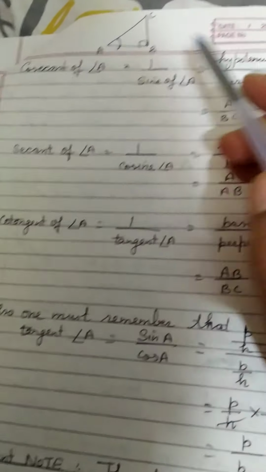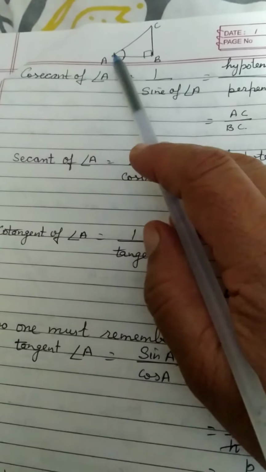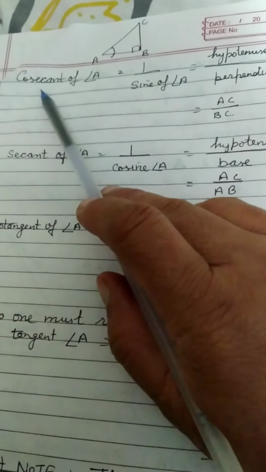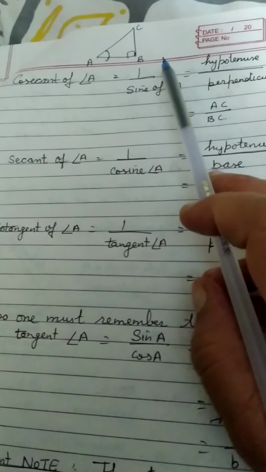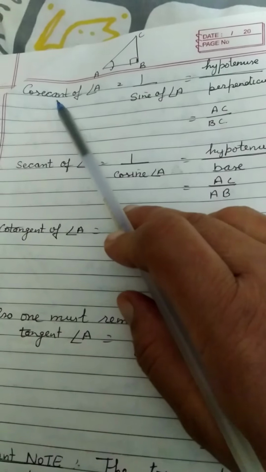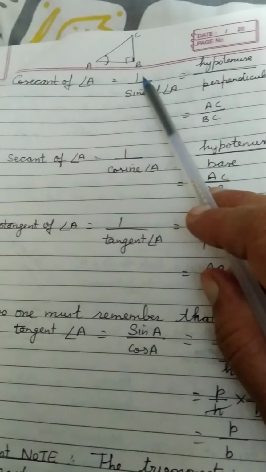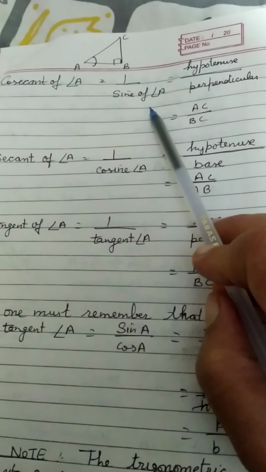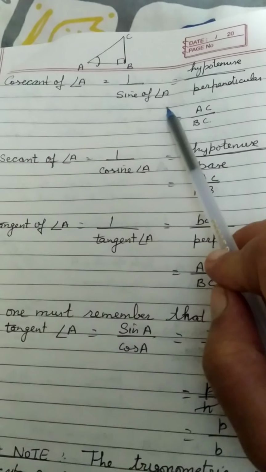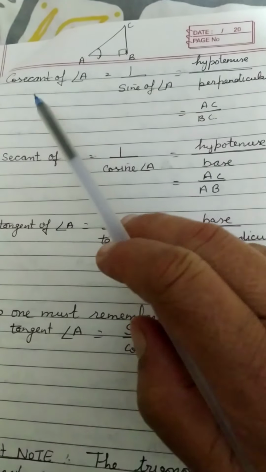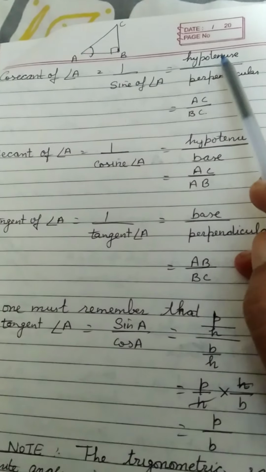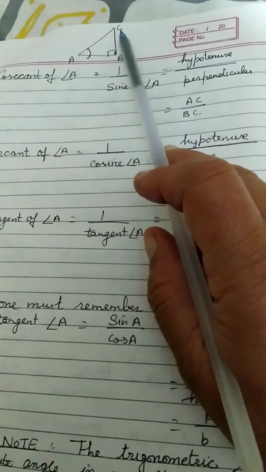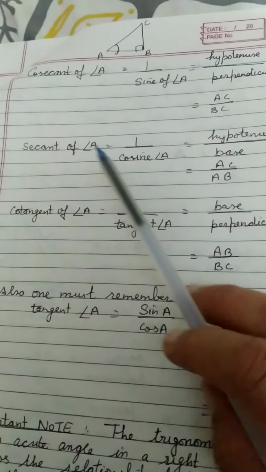On the next page, again I have drawn a right angle triangle with base angle A. Then cosecant of angle A is reciprocal of sine, means 1 upon sine of angle A. What was sine? Sine of angle A is perpendicular upon hypotenuse. Then 1 upon sine A will be hypotenuse upon perpendicular. Means cosecant A is equal to hypotenuse upon perpendicular. Now hypotenuse is AC and perpendicular is BC, so it is AC by BC.